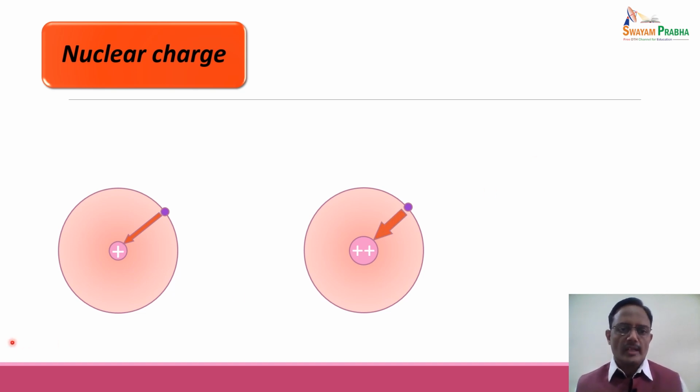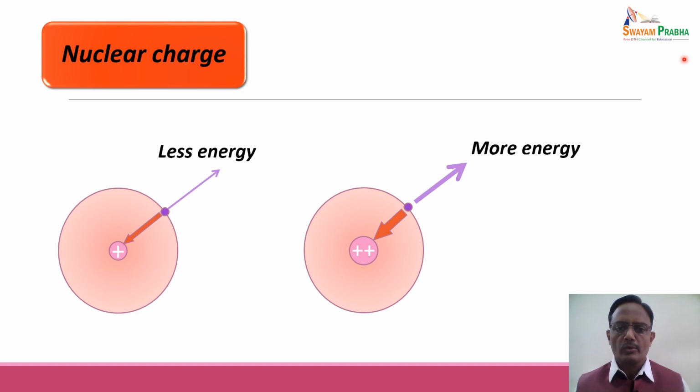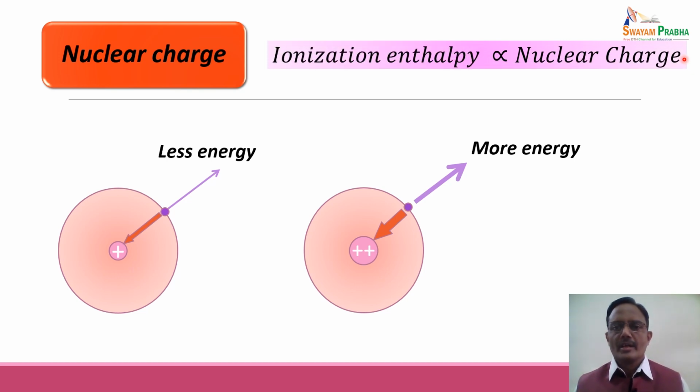In other words, we can say that if the charge on the nucleus is more, the force of attraction between the nucleus and the electron is more. That is, the electron is under the influence of a stronger nuclear force if the charge on the nucleus is higher. Hence, less energy is required if the charge on the nucleus is small, and more energy is required to remove the electron if the nuclear charge is more. That is, the ionization enthalpy is directly proportional to nuclear charge. That is, if the atomic number goes on increasing, definitely the nuclear charge goes on increasing, and hence ionization enthalpy should go on increasing.